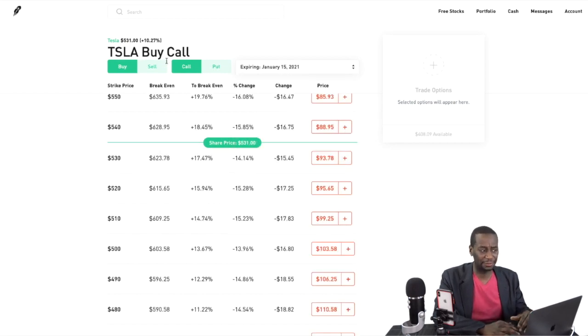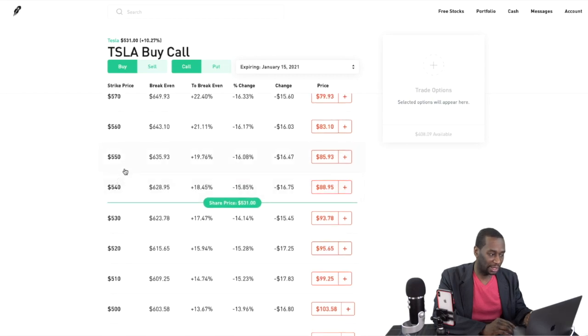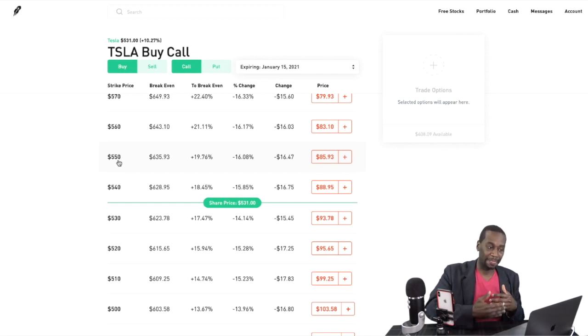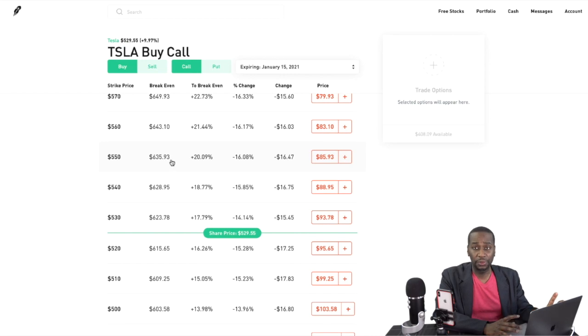Tesla's currently trading for $531. Now the market is currently closed, but if it were open, let's just say I wanted to buy or have the right to buy Tesla at $550. Okay, so if between now and January 15th, 2021, I wanted the right to buy Tesla for $550, I would buy the $550 option. Now, how much would I pay for that option? If you scroll all the way over here, right now that option is going for $85.93. Now, the cool thing about this is it's going to also tell you your break even.